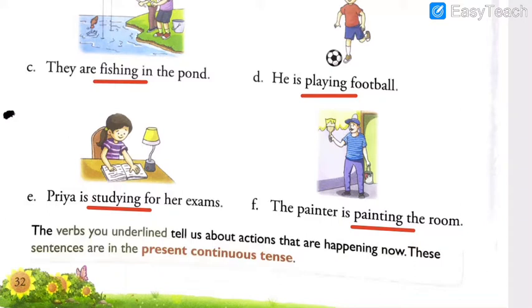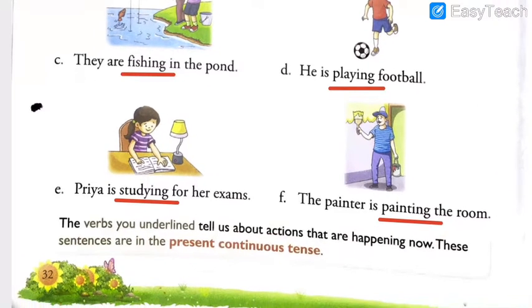But can you see one similarity in all the actions? Let us first read what is written in the box. The verbs you underlined tell us about the actions that are happening now. So these sentences are in the present continuous tense. Students, I'll give you one hint to recognize present continuous. So first of all, continuous means what? The things which are continuously happening.